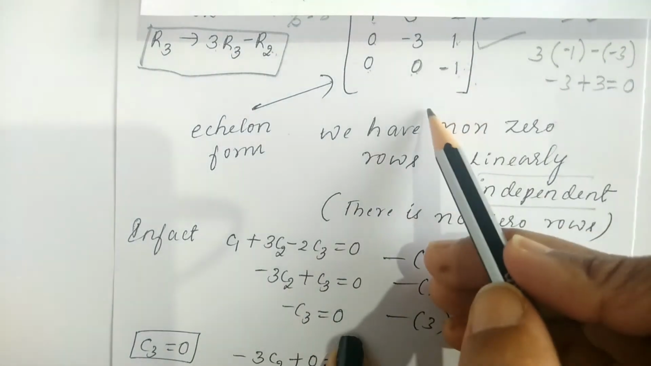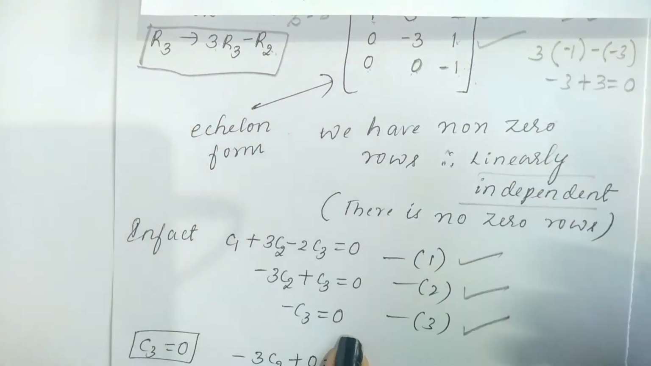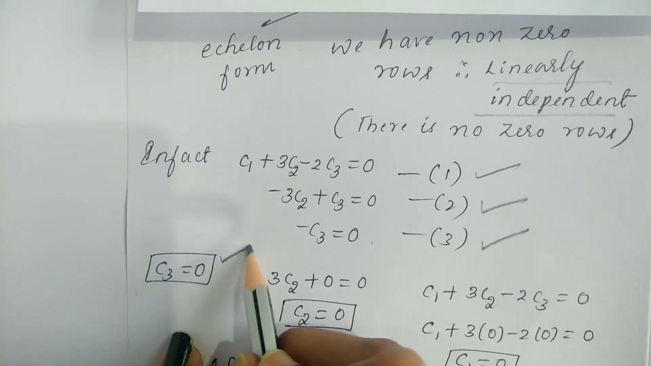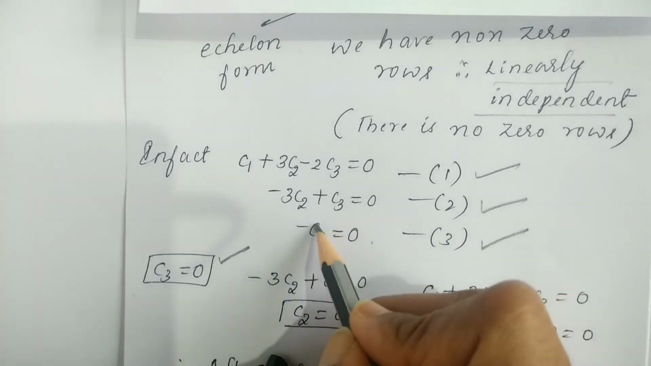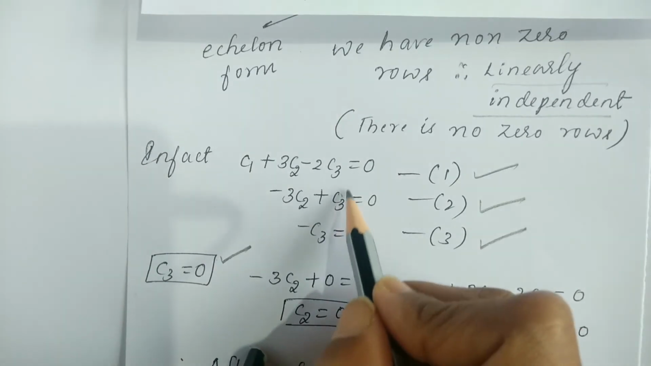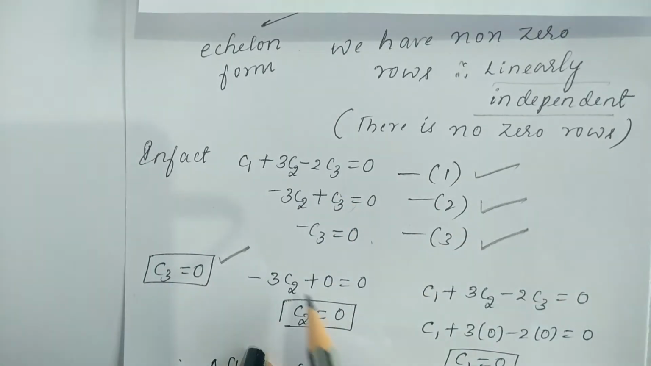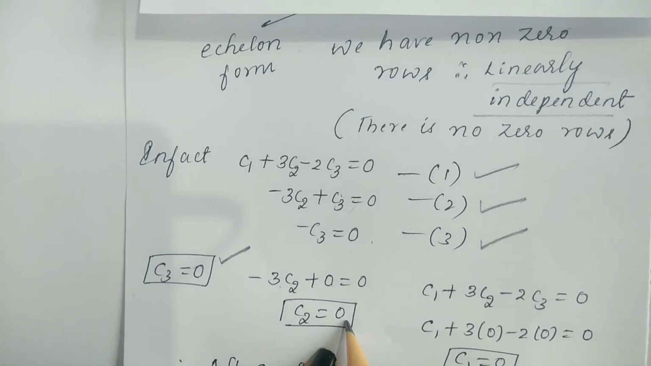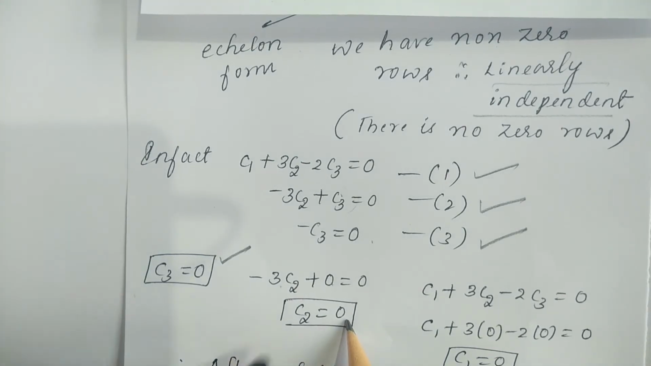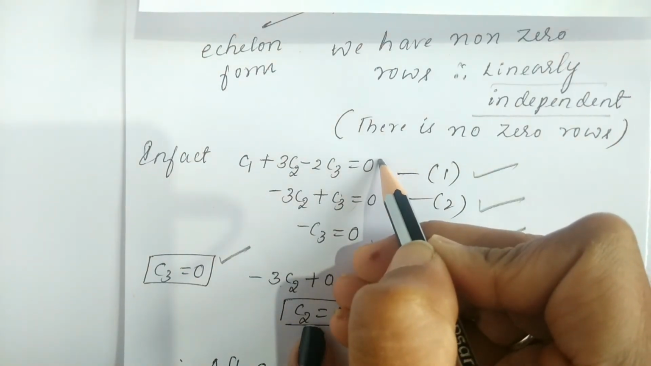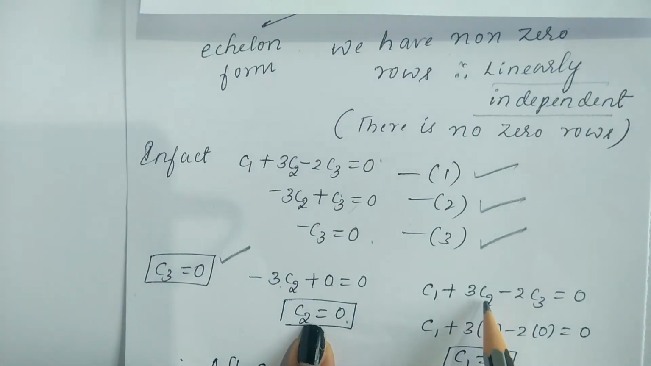So from the coefficients of the row reduced echelon form, from equation 3 what we get? C3 is clearly 0. So put that in equation 2, in the place of C3 we get the C2 value. What is that? Minus 3C2 plus 0 which is equal to 0. Therefore C2 is also 0. C2 is 0, C3 is 0. Put that in equation 1. Back substitution method. So C1 plus 3C2 minus 2C3 is equal to 0.